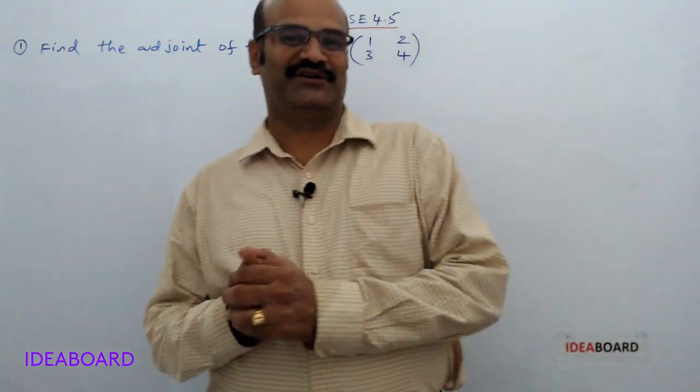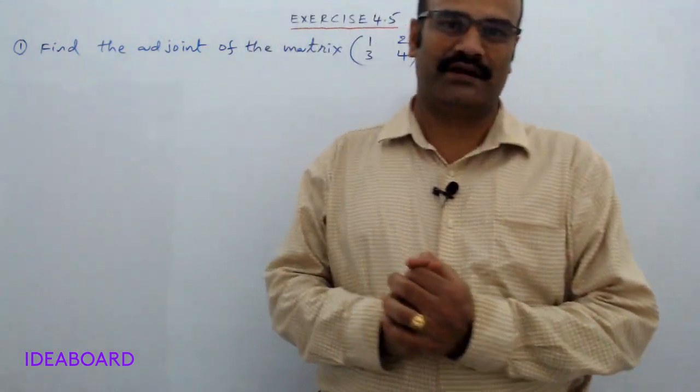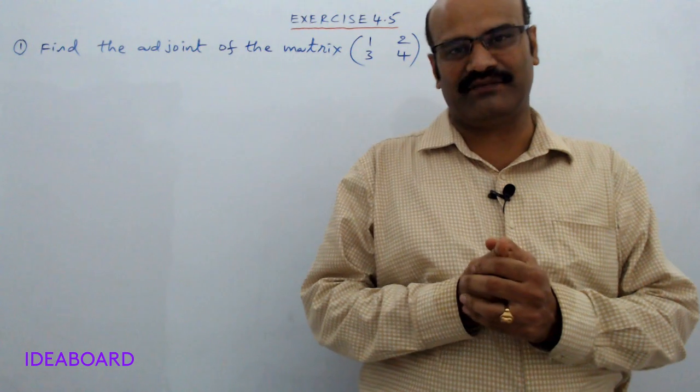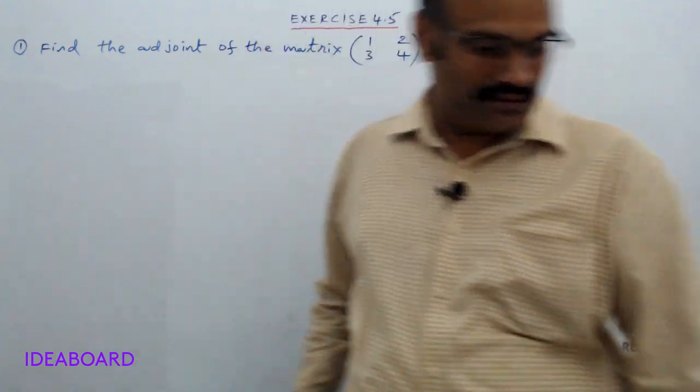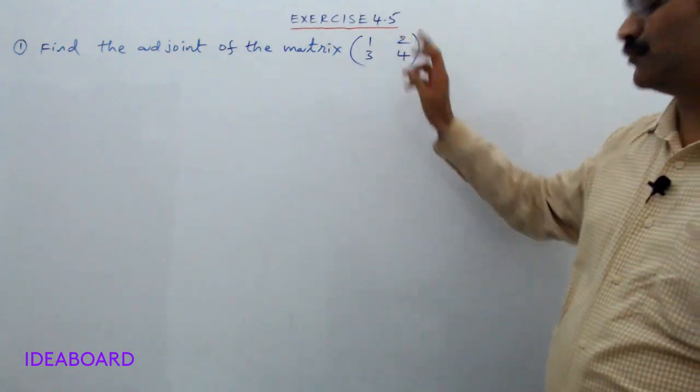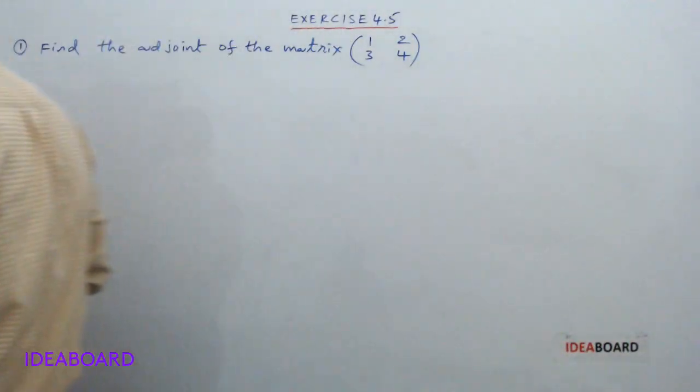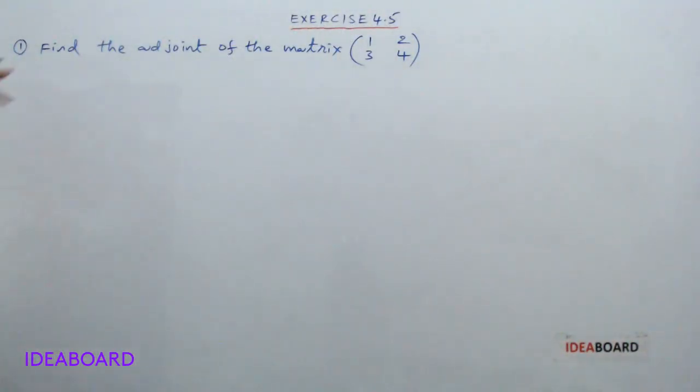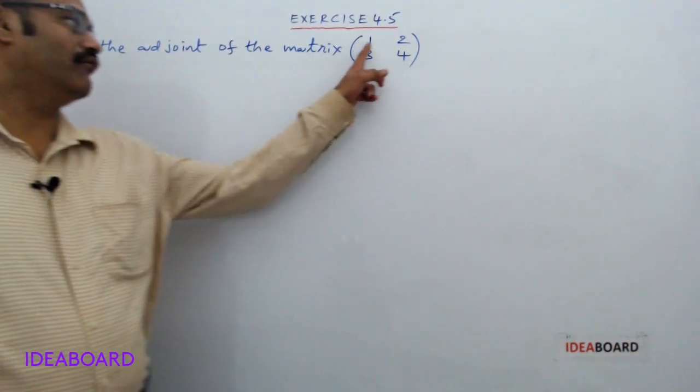Hi students, today I am doing the problems based on adjoint of a matrix and inverse of a matrix. Exercise 4.5. Find the adjoint of 1, 2, 3, 4. We have to find the adjoint of the matrix 1, 2, 3, 4.